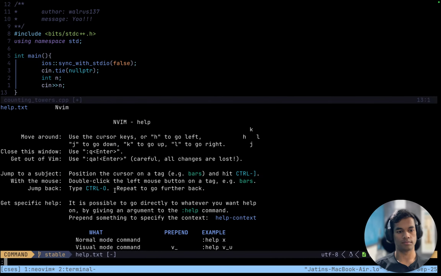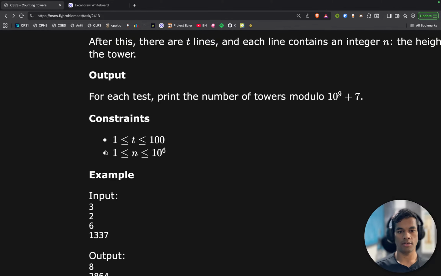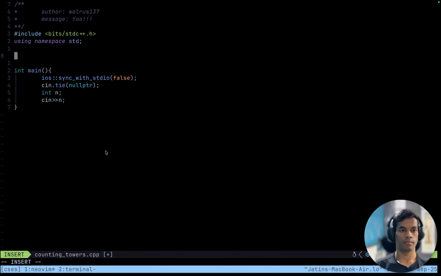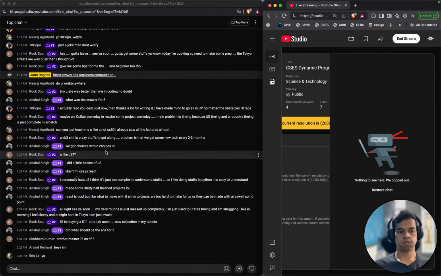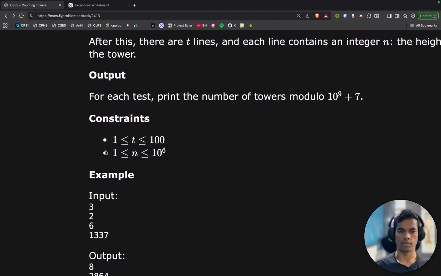That is some new thing. What is the maximum n? The maximum n is going to be 10 to the power 6. Okay, yeah, cool. And the vector of integer answer size would be 1e6.